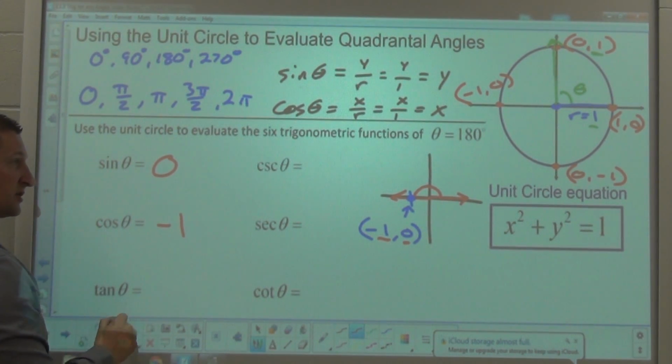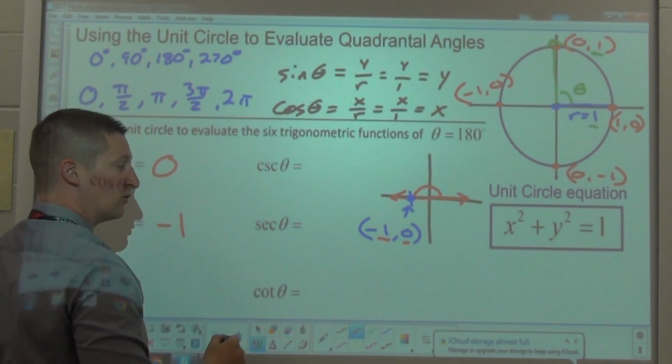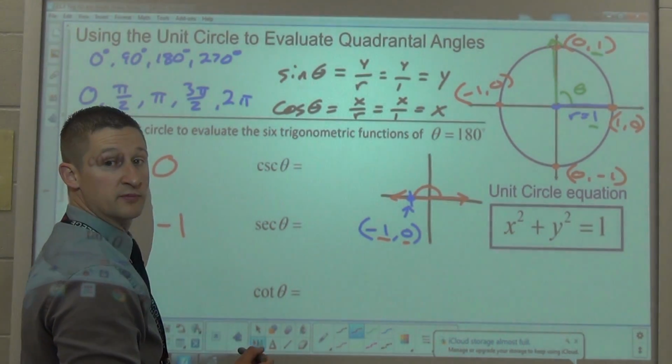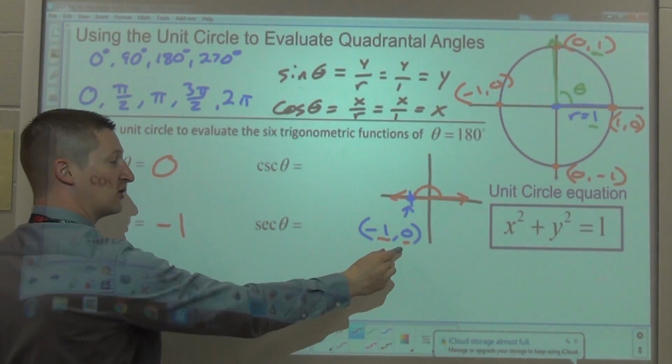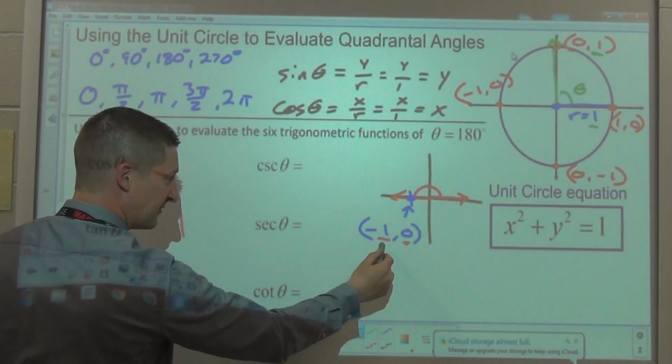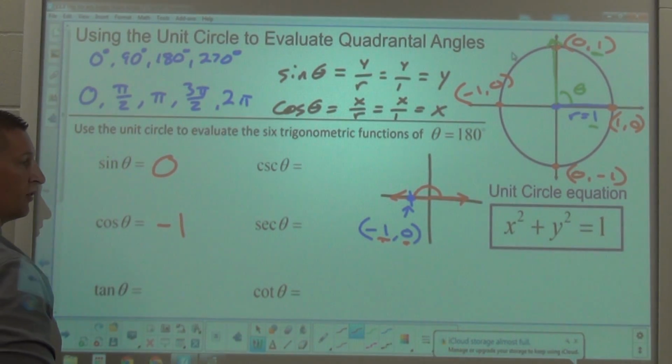Now, tangent is usually y over x, and that's still going to be the case. So now what I'm going to do is take the y value, which is 0, and divide it by the x value, which is -1. 0 divided by -1 happens to be 0.